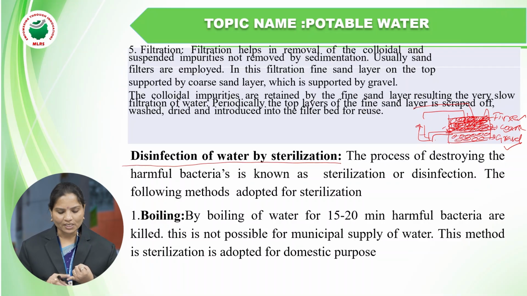First, what is meant by boiling? The water is boiled for 15 to 20 minutes. Then some of the impurities can be eliminated, but not all the pathogenic bacteria are destroyed by the boiling process. This water is utilized by municipalities, or for the sterilization process, or for domestic purposes. Otherwise, we use either the ozonization or the chlorination process.